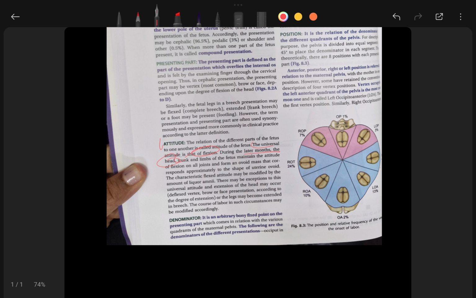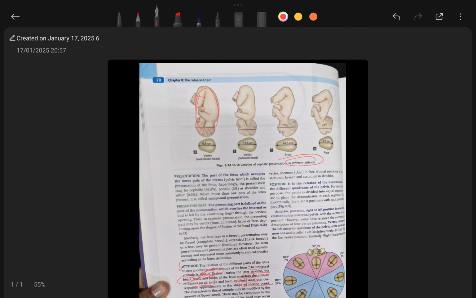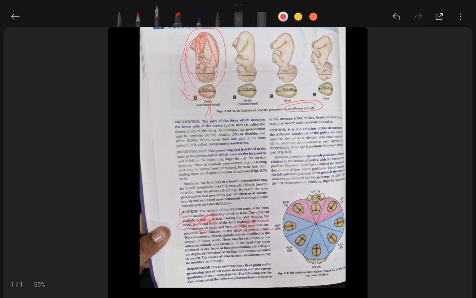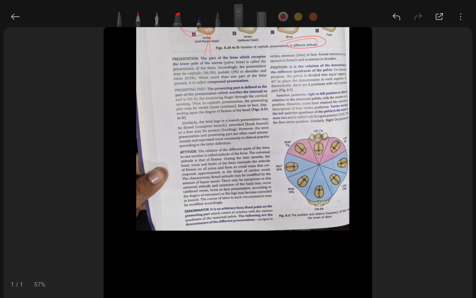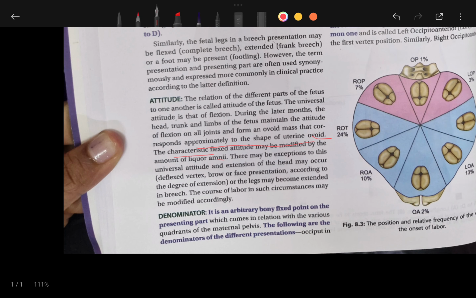During the later months, the head, trunk, and limbs of the fetus maintain the attitude of flexion at all joints to form an ovoid mass corresponding approximately to the shape of the uterus, which is ovoid. See, it is forming the ovoid mass because near all joints it is flexed, forming the ovoid shape, which corresponds to the uterus shape at term. The characteristic flexed attitude may be modified by the amount of liquor amnii. There may be exceptions to this universal attitude, and extension of the head may occur.